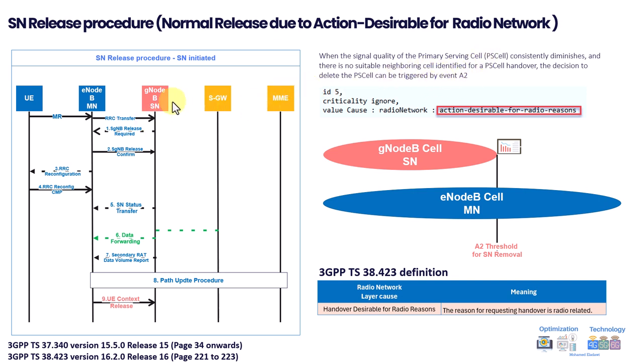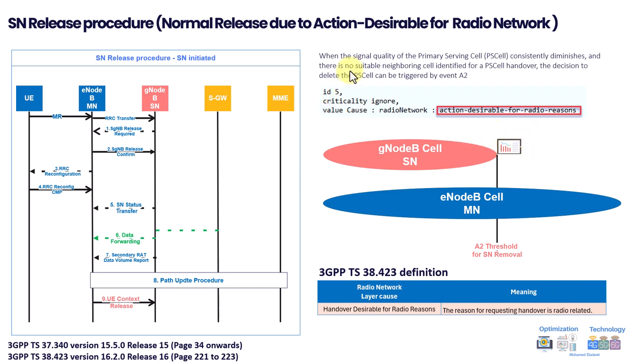So here the gNodeB starts making the calculation. It finds that this A2 is below the threshold, so it releases the connection with this particular cause. Again, when you see this one, it's not abnormal, it's a normal release because of the A2 threshold. And this is the 3GPP data, which says the reason for requesting handover is radio related, because the threshold is below the value.